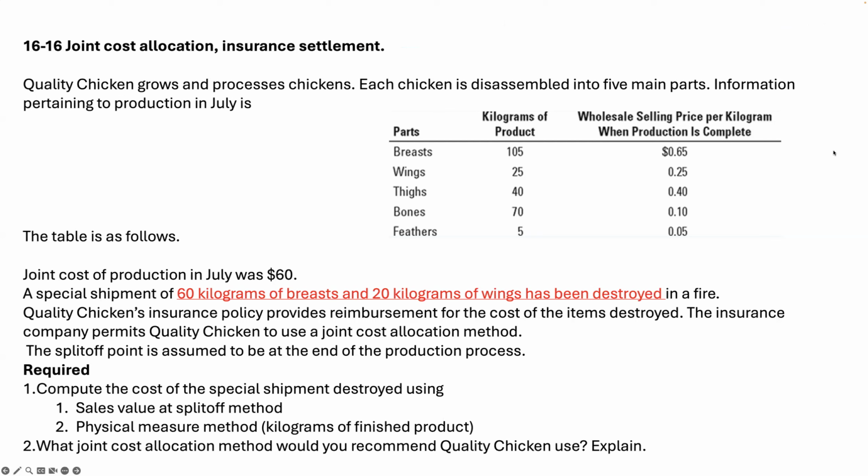So basically, this is about joint product and by-product, right? We need to think about the cost allocation. So in this case, each chicken is disassembled into 5 main parts: breast, wings, thighs, bones, feathers. Then you can think about this is the production information in July. So it tells us the weight in terms of kilograms for each of the 5 parts.